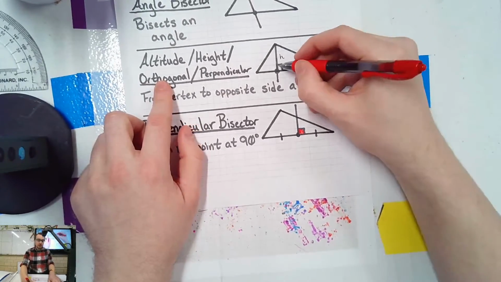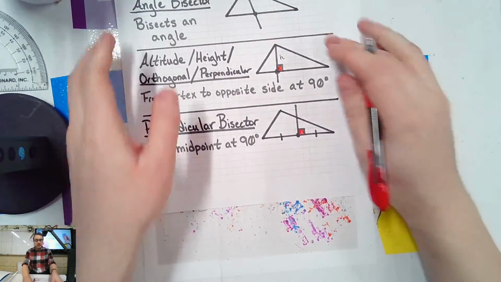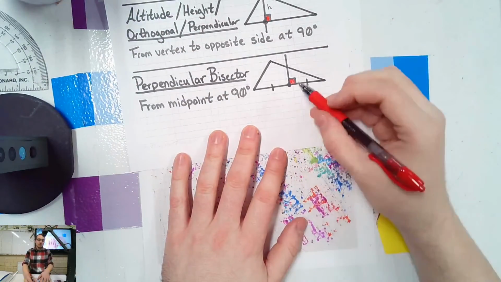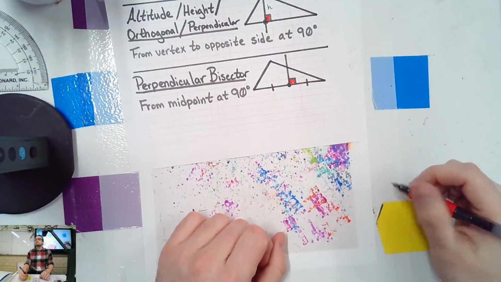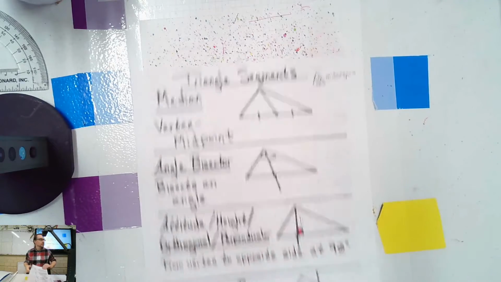Orthogonal means perpendicular. And that's all we know about it, right? It's from a vertex to perpendicular. And then perpendicular bisector is from a midpoint perpendicular. Okay? Think you got it? We'll find out. Look at the next piece of paper.